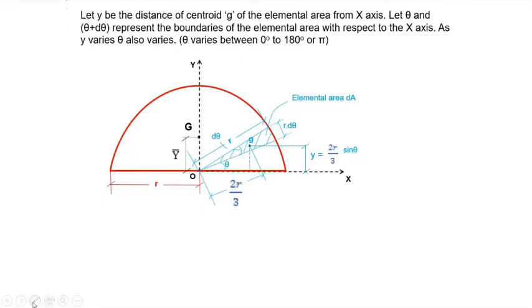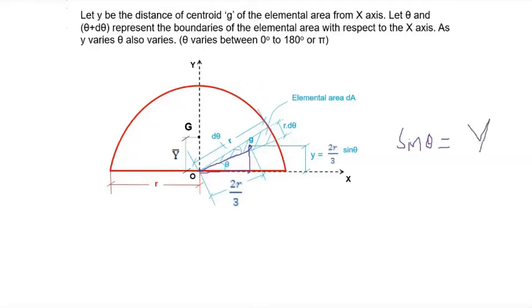Okay, if you consider this right angle triangle, we need to find out this y. So for the opposite side, we know that sin theta is equal to opposite side divided by hypotenuse side.